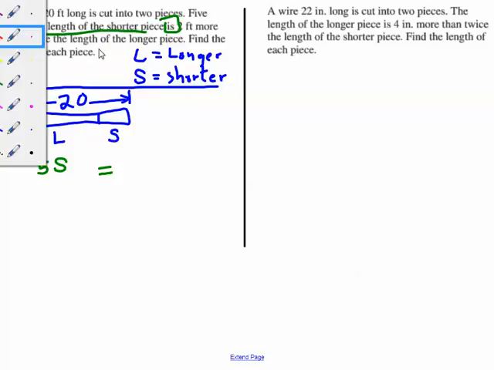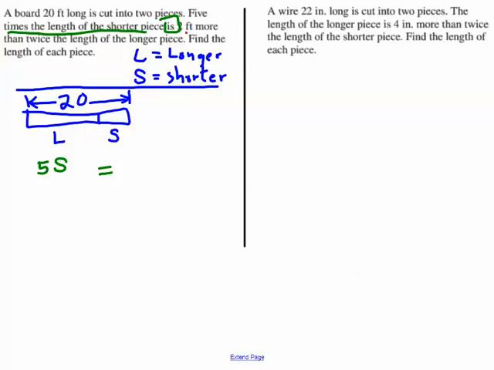Alright, my other side is going to be red. 2 feet more than twice the length of the longer piece. Twice the length of the longer is right there, and 2 feet more means plus 2. And I've got an equation, a Christmassy colored equation, green and red.